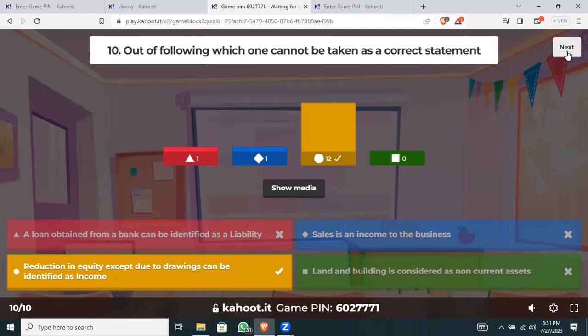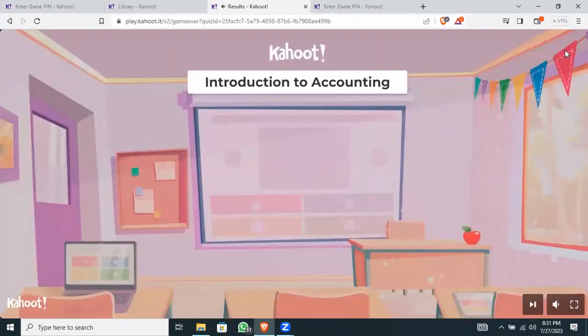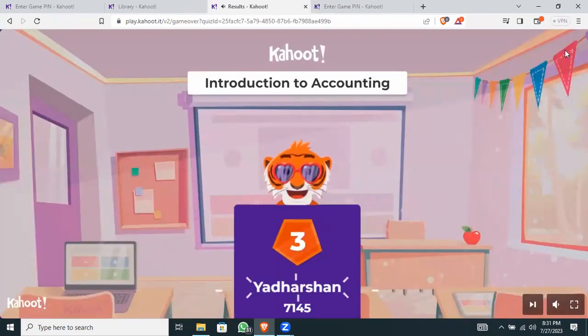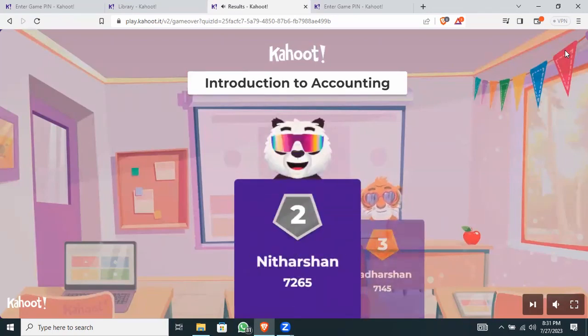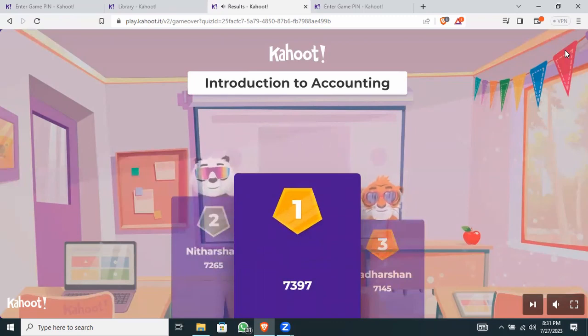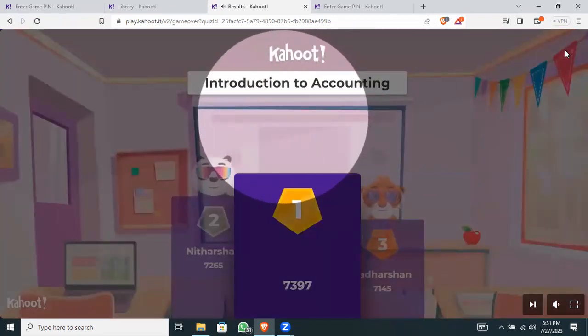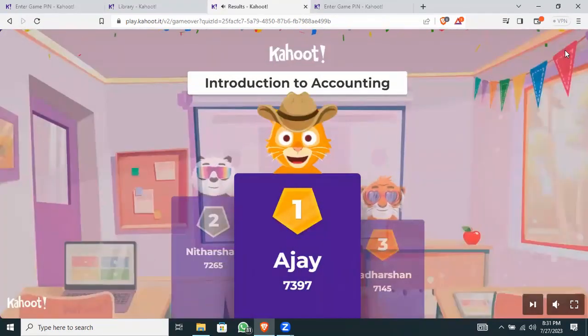So we'll move to the final scoreboard. According to the Kahoot session, Introduction to Accounting, third place Sadurshan, second place Nidarshan, first place goes to Ajay.